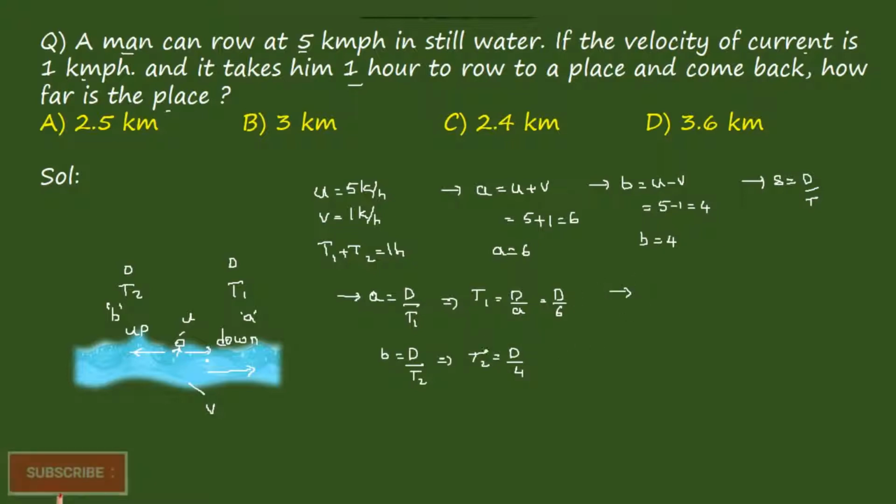But the general thing that we know is T1 plus T2 is equal to 1 hour. Then we get D by 6 plus D by 4 is equal to 1 hour. If you take D common and take the LCM, it becomes 12. It becomes 2 plus 3 is equal to 1, right? Then you substitute the value, D is equal to 12 by 5, which is equal to 2.4 kilometers. So the distance we got is 2.4 kilometers. The same thing asked how far is the place: 2.4 kilometers. Answer C.